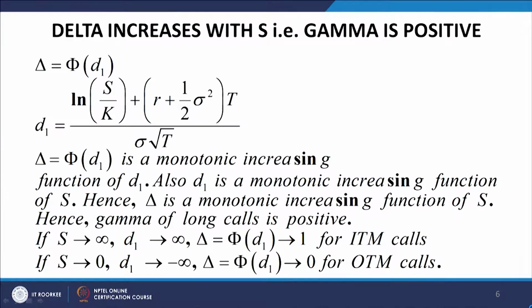Now, we have earlier derived in the case of the Black-Scholes model that the value of delta is given by phi of d 1, where d 1 is this expression. As you can see, as the stock price increases, the log term will increase, and because phi represents the cumulative standard normal distribution, as d 1 increases, phi of d 1 will also increase.